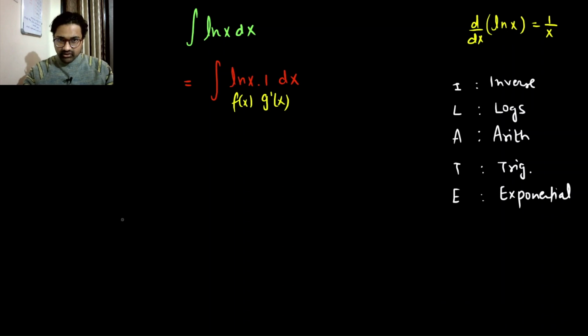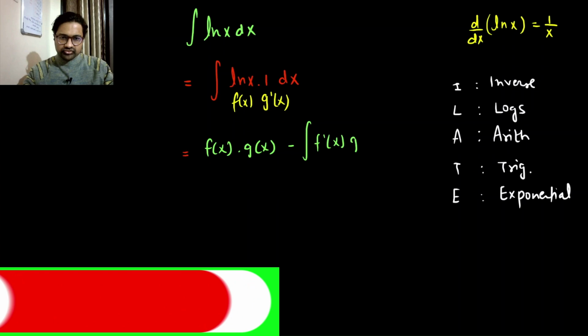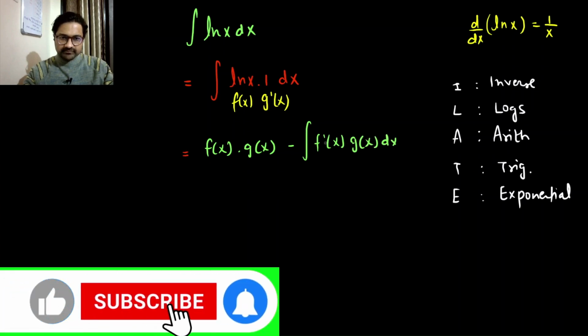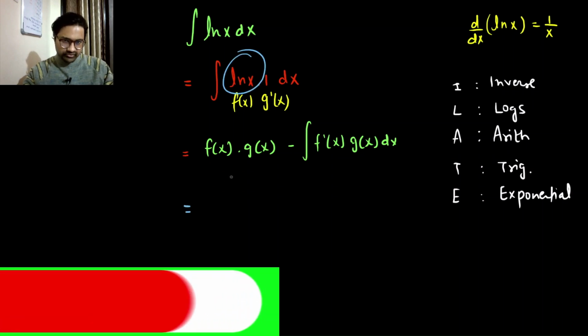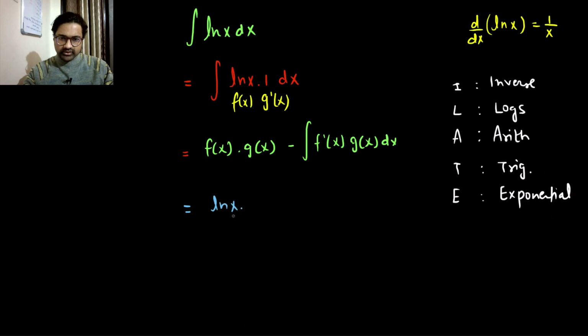Let's recall the formula for integration by parts. It suggests that this is equal to f of x remains as it is, then we write g of x, minus the integral of f prime of x g of x dx. So first, I will write f of x. What is f of x? It's just natural log of x. So I write natural log of x over here. What is g of x? g of x is nothing but the antiderivative of g prime of x, right? And what is g prime of x? It's 1. And what is the antiderivative of 1? What do we get if we integrate 1?